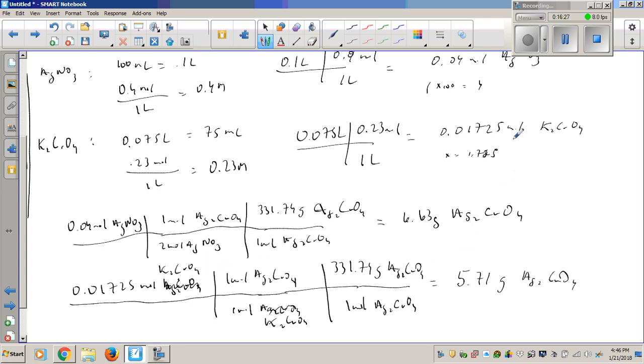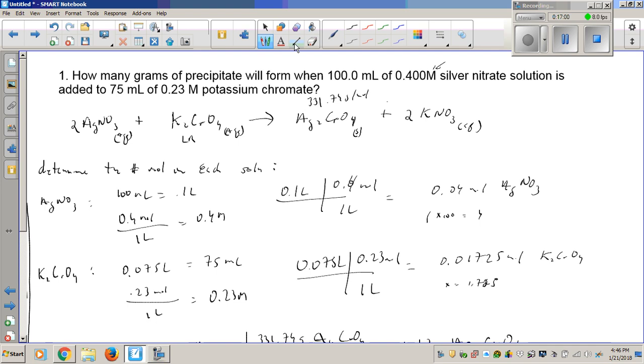We could tell, even though we multiplied these values times 100, it just made it easier to use these fractions and determine what the limiting reactant was. And at that point, all we'd have to do is convert this number of moles to mass using the molar mass, and we would have gotten 5.71 grams, because this is our limiting reactant, potassium chromate. And I believe we answered the question. Let's go back: how many grams of precipitate will form? The precipitate was silver chromate, and we most certainly answered that question, 5.71 grams.